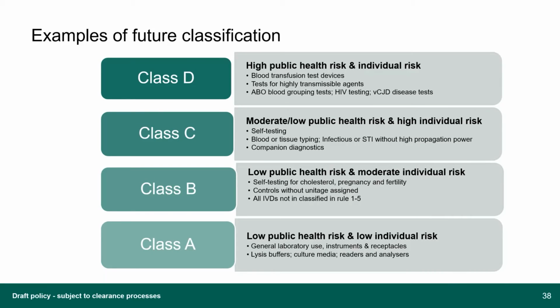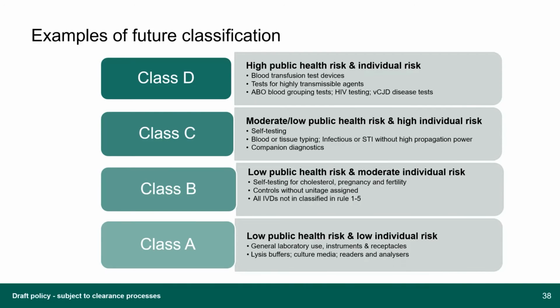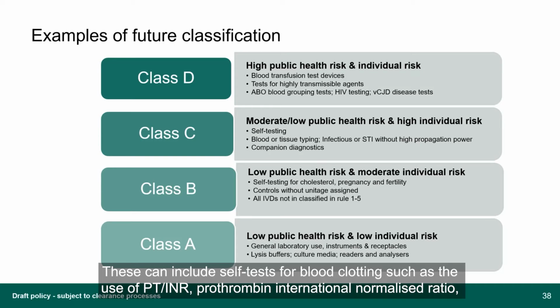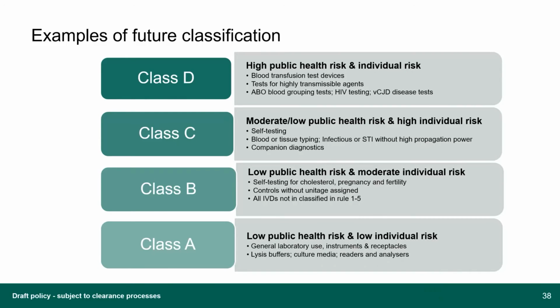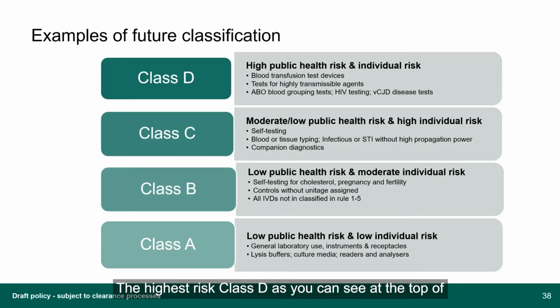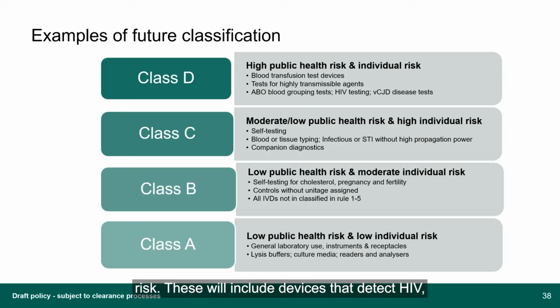Let's move up again to Class C. Class C devices include devices with moderate public health risk and high individual risk, such as devices for self-testing that are not established, as I mentioned already. These can include self-tests for blood clotting, such as the use of PT-INR, the prothrombin international normalized ratio, medical software for high-resolution analysis of HLA sequencing data, and all genetic tests. The highest risk, Class D, as you can see at the top of the slide, are devices with high public health risk and high individual risk. These will include devices that detect HIV, hepatitis B, C, and D, and all blood grouping products.